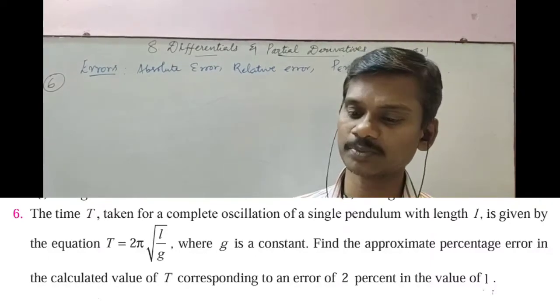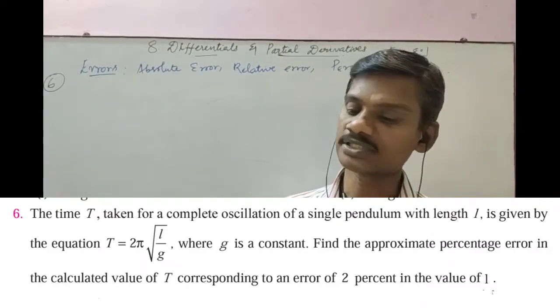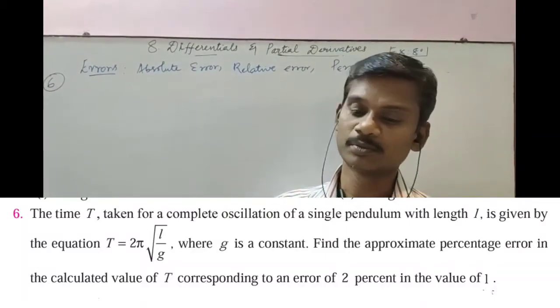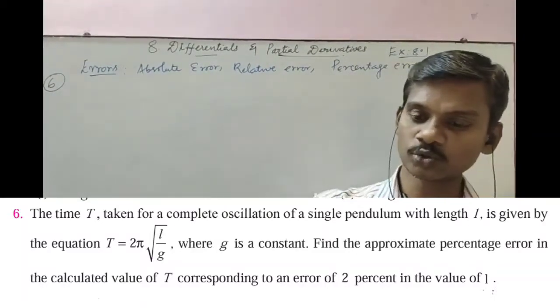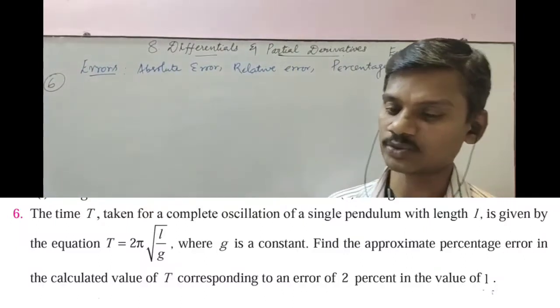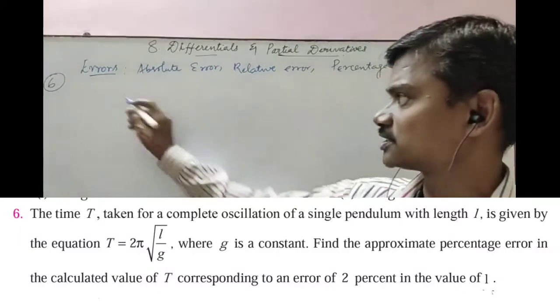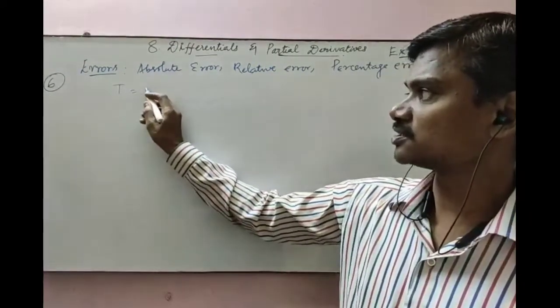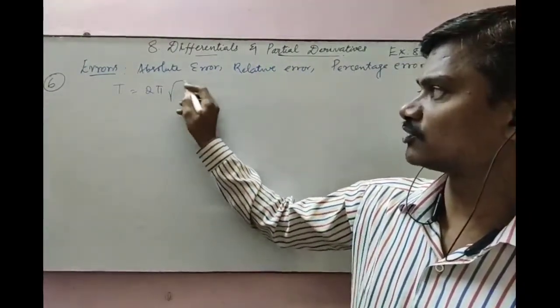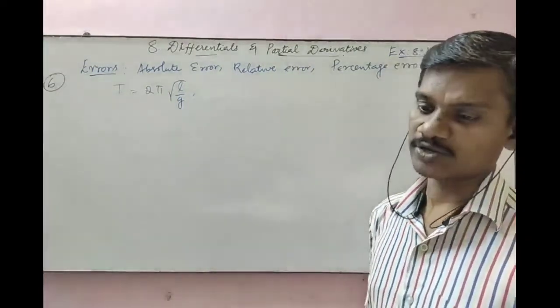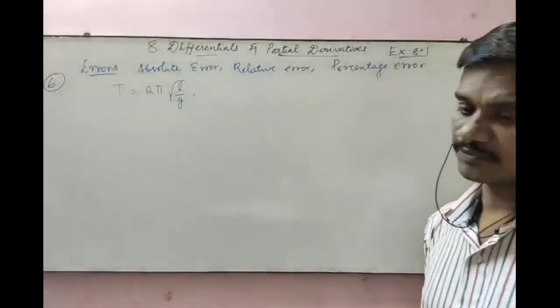Next, in the sixth sum, the time t taken for a complete oscillation of a simple pendulum with length L is given by the equation t is equal to 2 pi root of L by g, where g is a constant. Find the approximate percentage error. So in this question, t is given as 2 pi into root of L by g. Here g is a constant. So we have to find the percentage error.